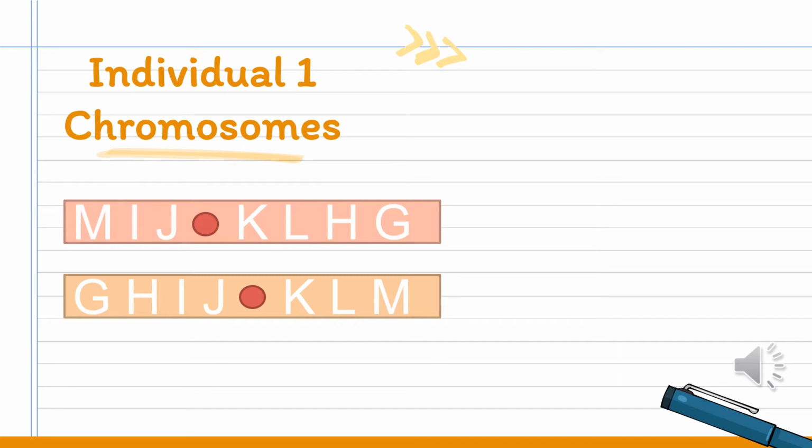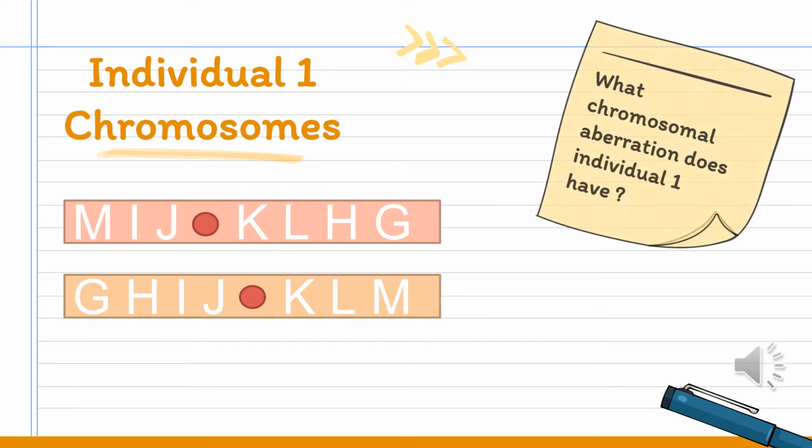Moving on, how we'll be illustrating today's topics is through a case study of two different individuals, the first being individual 1. Here are individual 1's chromosomes. From what you know, does individual 1 have a chromosomal aberration? If so, what type is it? Pause the video now to figure out your answer.